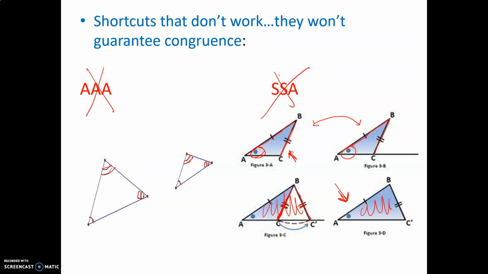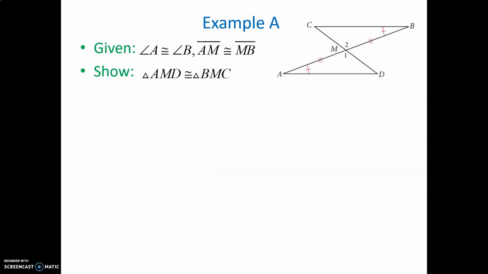Now, the reason that we learn these congruent triangles is that we can do proofs. These are what I call two-column proofs, and I'm going to show you how I would like them done. So they are giving you some information, and you have to show something.